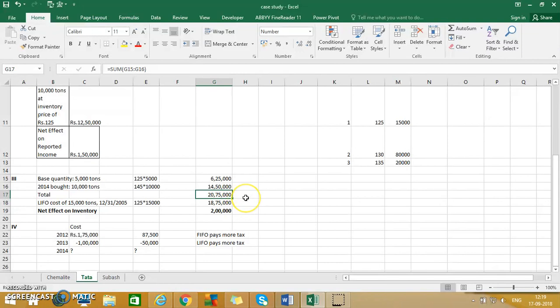Now what he asks you is that if at all you have filled in this material, then what is the difference that has been generated because of the involuntary liquidation? Had it been that you would not have liquidated the stock, the cost of the stock would have been 15,000 units at a rate of 125. So what's the difference here? We find that 20,75,000 is what you have actually bought, while the cost would have been 18,75,000. So what's the net impact on the inventory? The net impact is 20,75,000 minus 18,75,000. That's the net impact on the inventory.